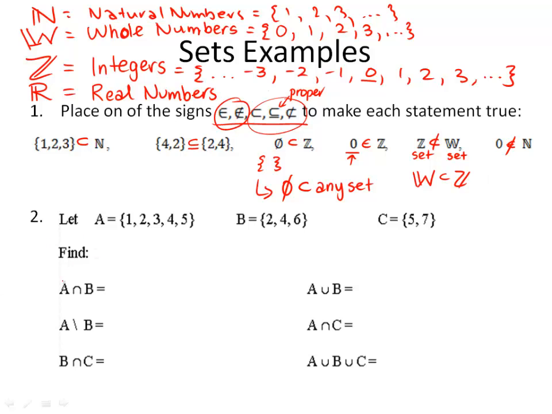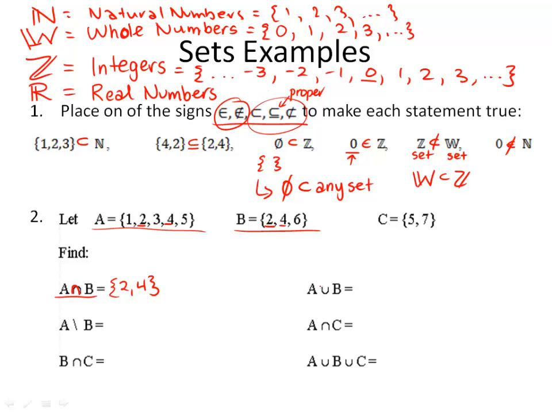Now, let's do some operations with these sets. So A is 1, 2, 3, 4, 5, B is 2, 4, 6, C is 5 and 7. They want us to find the intersection, think N for intersection, of A and B. So look at A and look at B and look for common components. What common numbers do you see? Well, we see a 2 and a 4, and that's about it.